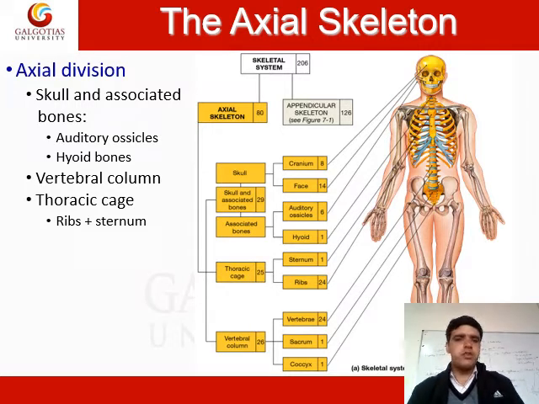It can be further subdivided into three regions. They are the skull and associated bones. The associated bones include the auditory ossicles and the hyoid bone. Apart from that, the vertebral column and the thoracic cage. The thoracic cage is formed by two types of bones, the ribs and sternum. Out of the 206 bones present in our body, the axial skeleton comprises 80 bones.